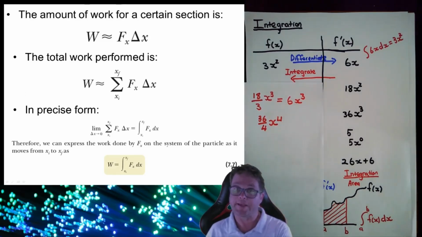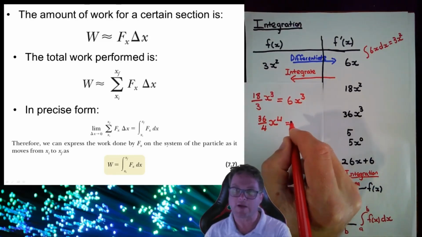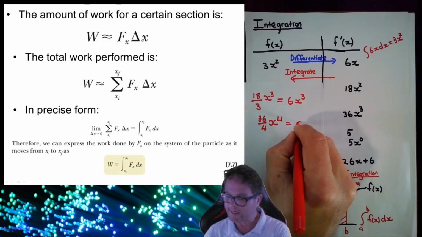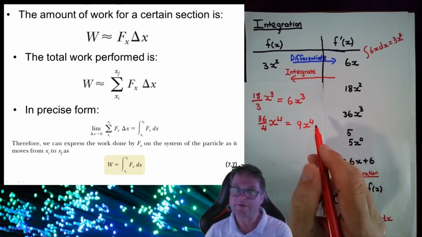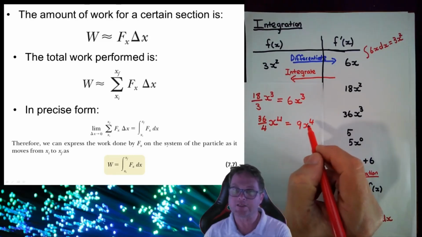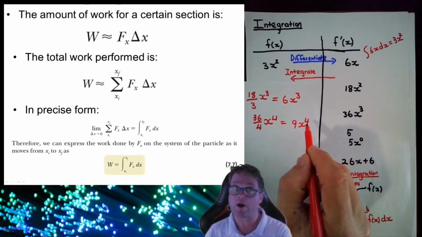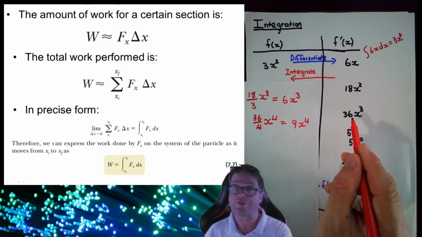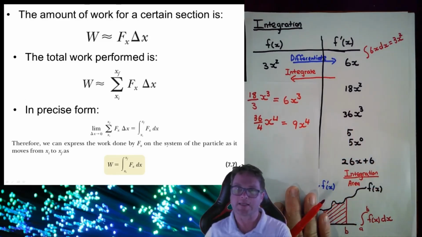And if we simplify this, then we can see 36 divided by 4 is equal to 9x to the power of 4. And if we differentiate 9x to the power of 4, we do indeed get 36x to the power of 3. So this goes to show that our integration has been successful.